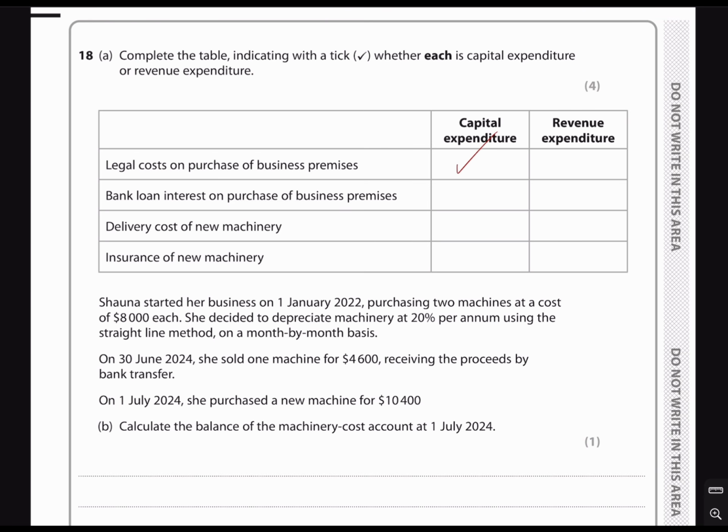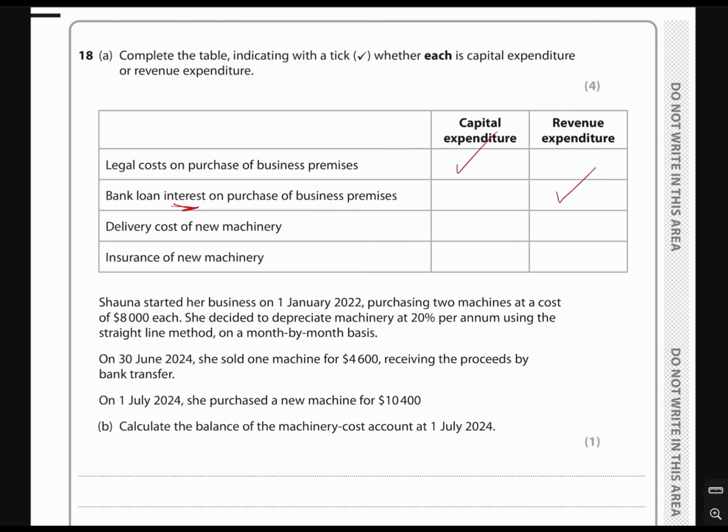So on debit side, bank loan interest on purchase of business premises. So bank loan interest, that's a recurring expense. Now in the mark scheme they have entered it as a capital expenditure, but as this is a recurring expenditure, I think it would be on the right side.